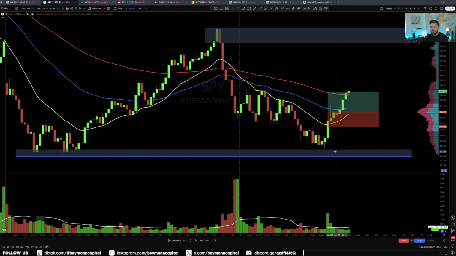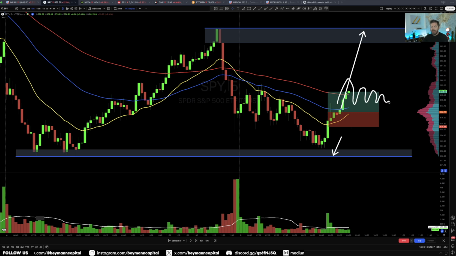Oftentimes, when you bounce from the previous day low and you have this type of setup, it's almost never straight up to this level. You have some sort of consolidation, okay? If you have this type of consolidation, you have probably 80% chance of a continuation. It's actually a bull flag.